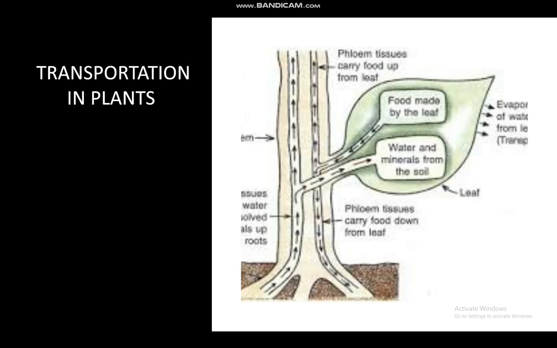Sugar and amino acids, which are formed in the process of photosynthesis, are dissolved in water and transported through the vascular tissue called phloem to various parts of the plant.